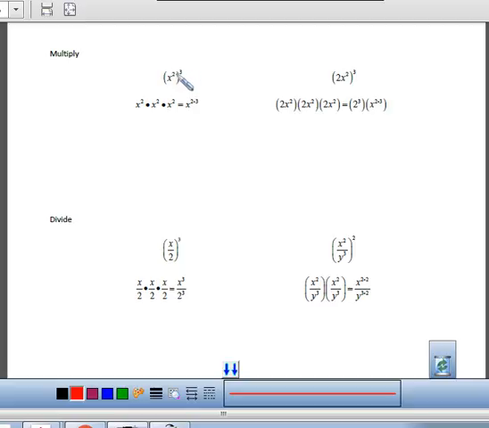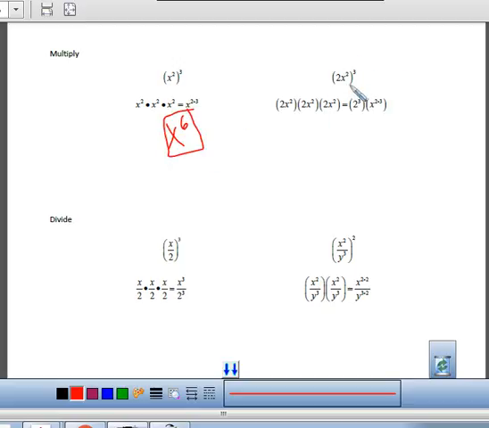What I can do is, instead of writing it out like this, because sometimes we're going to have some really large exponents, and that would be a lot of writing, we can just multiply the exponents. So 2 times 3, which is 6. So either way you do this, expand it out or do the strategy of multiplying the exponents, you get x to the 6th power.